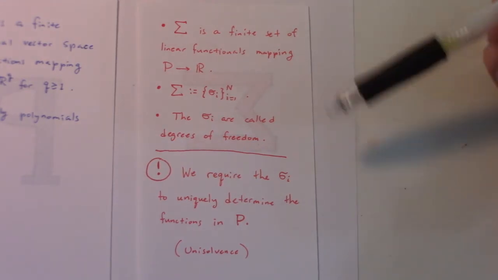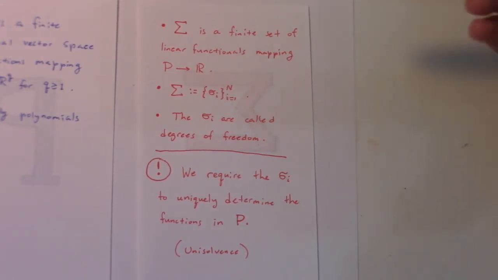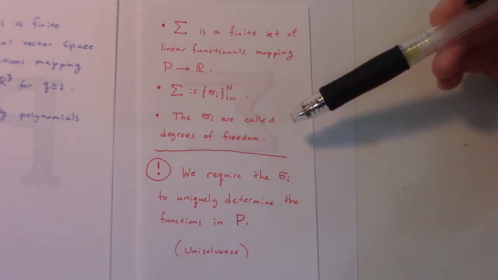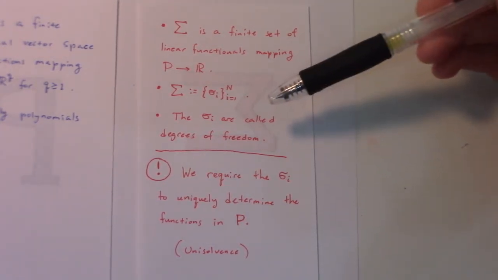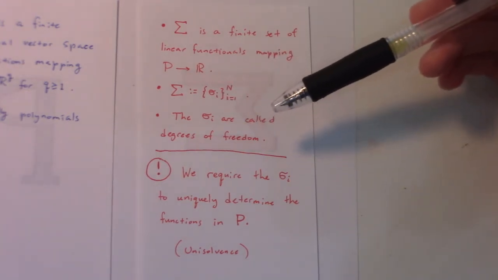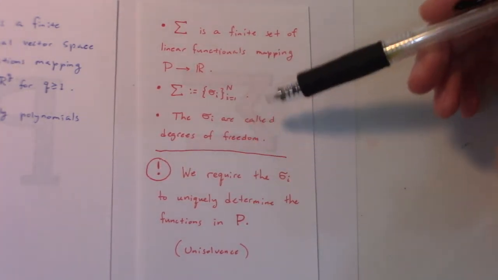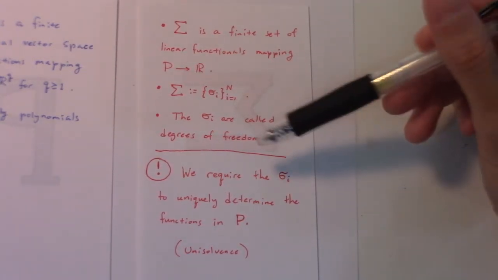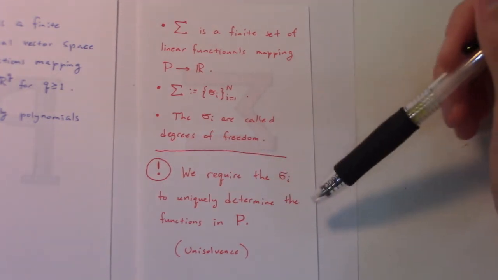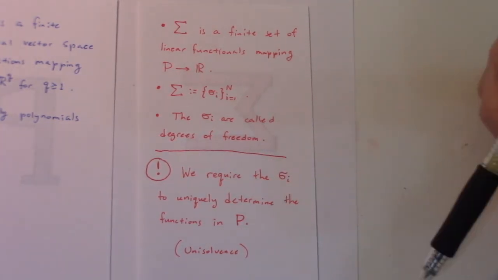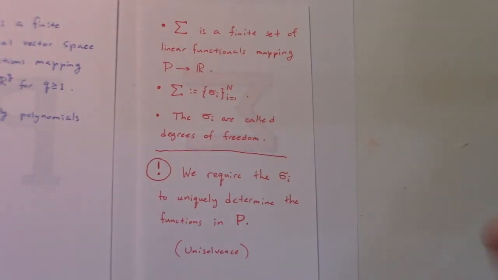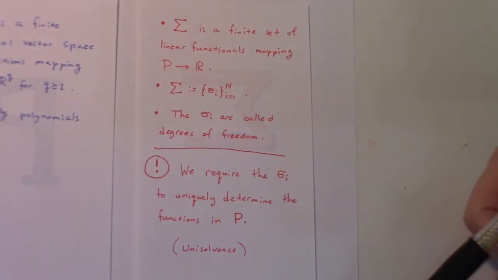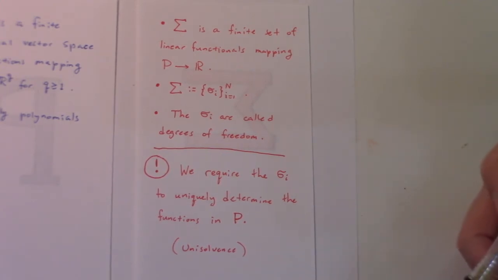Okay, and you know, if you've studied the finite element method any, you will often hear degrees of freedom, and so these sigma_i are actually your degrees of freedom. This is what we're talking about when we bring up the degrees of freedom. Okay. And the other fact is that we require the sigma_i to uniquely determine the functions in P. Okay, so for this to be a finite element, we have to have this property. And this property is referred to as unisolvence. Okay, so let's go ahead and take a look exactly at what unisolvence is.